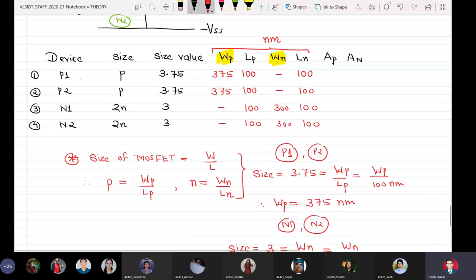So we can calculate the individual areas now. They are big numbers, so we will give more space. So area of PMOS, area of NMOS. For P1 and P2, and for N1 and N2, it is very simple now. It is nothing but 375 times 100, which is 37500, and 37500. We have 3000 times 100, which is 30000.